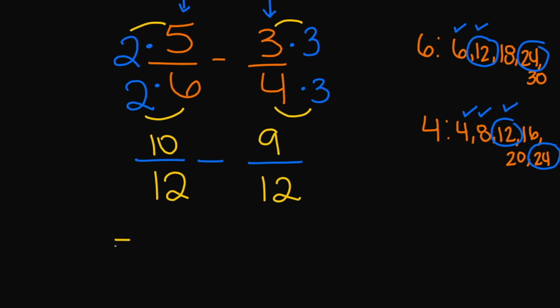Now that my denominators are the same, I'm going to subtract my numerators. So 10 minus 9 is going to equal 1. That's going to be over 12. So your final answer is 1 over 12.